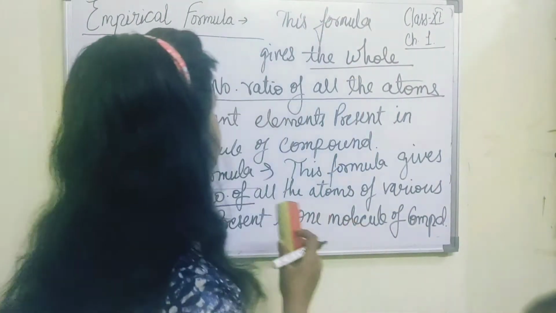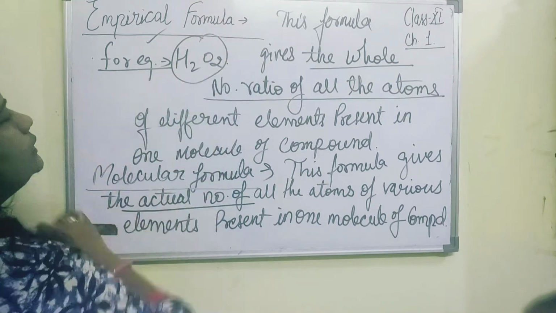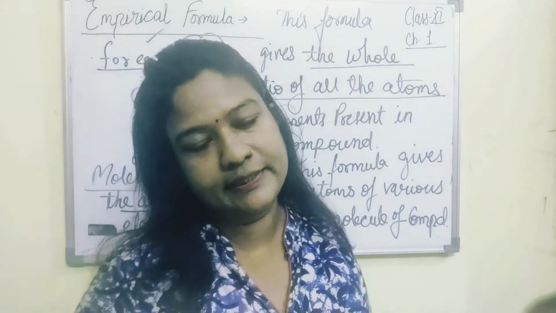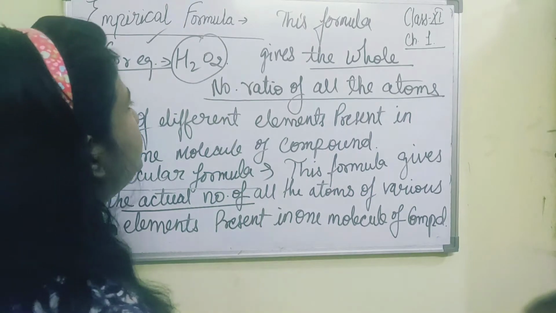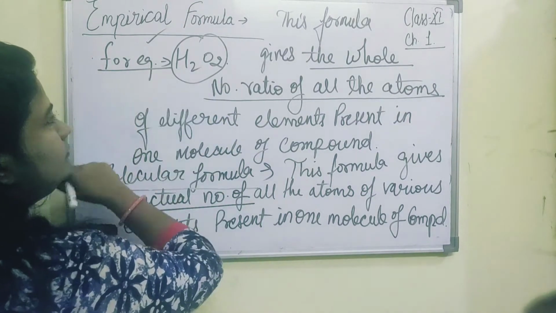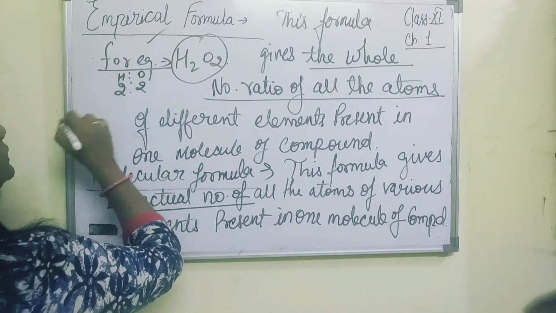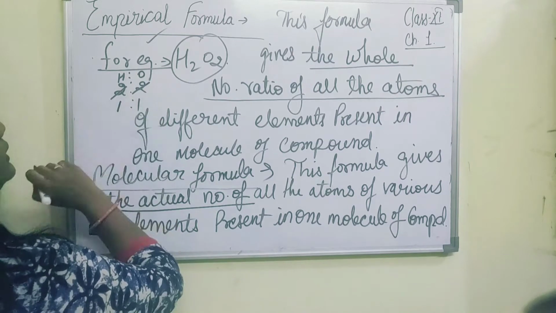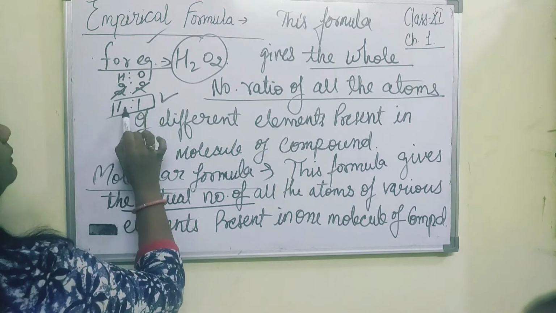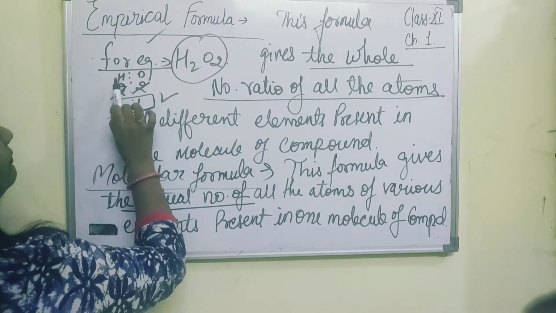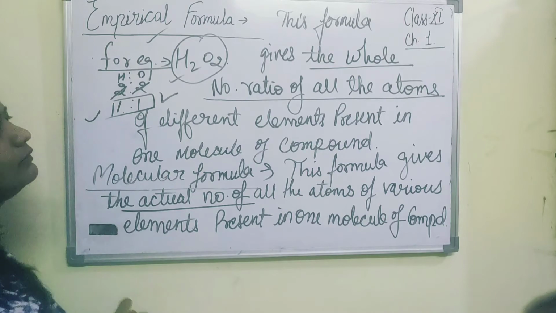I will take an example for this. Suppose H2O2. H2O2 is the molecular formula of hydrogen peroxide. हाइड्रोजन peroxide का molecular formula जो है वो H2O2 है. But when we see its empirical formula, then 2:2, hydrogen is to oxygen, 1:1. So this is the whole number ratio of H2O2. This is the whole number ratio of the hydrogen and oxygen, different elements present in one molecule of the compound. That is called empirical formula.